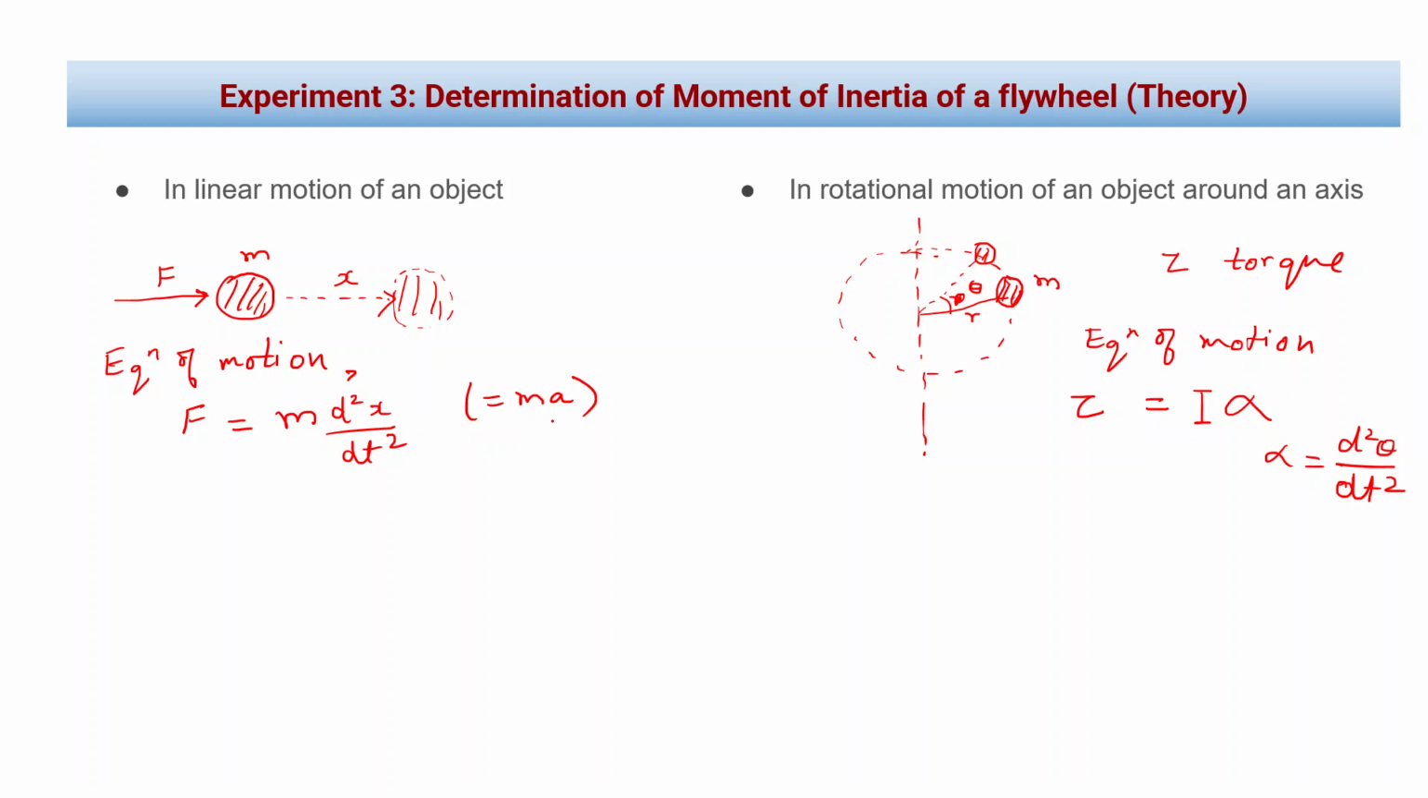If we compare equation 1 and equation 2, we see that this is the linear force, this is the rotational force which is called torque, and this is angular acceleration. In linear motion it corresponds to linear acceleration, and this I corresponds to this mass. So in rotational motion, moment of inertia is basically the equivalent of mass in linear motion. So this is what we understand from this comparison.